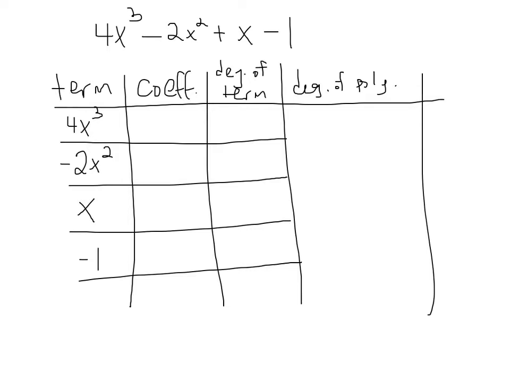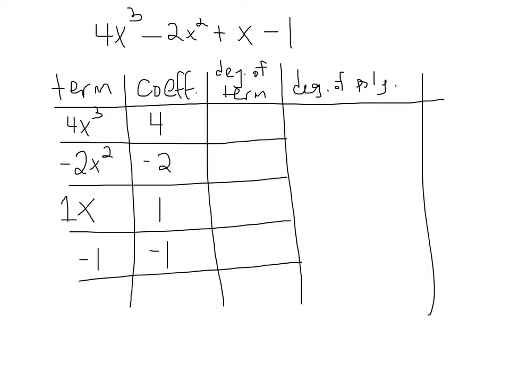Now I want you to list the coefficient of each of these terms. Remember, the coefficient is just the numerical part of the term. So the coefficient of 4x cubed is 4, of negative 2x squared is negative 2. Be careful here, the coefficient of x is 1. And there's no 1 written, but you could pretend that there's a 1 here for 1x. And the coefficient of a constant term is just the constant term itself, negative 1.